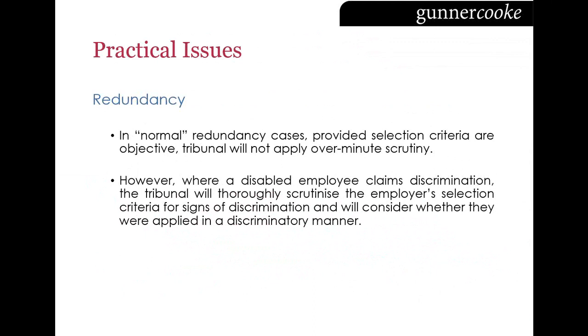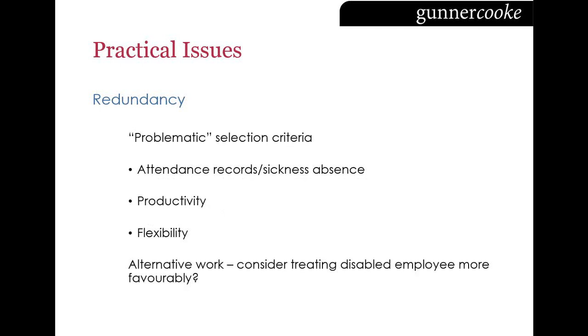Generally, in normal redundancy cases, where you don't have claims for discrimination, provided the selection criteria are objective, the tribunal will not apply over-minute scrutiny of those criteria or how they're applied. However, if you have a disabled employee who claims discrimination, the tribunal will thoroughly scrutinise the employer's selection criteria for signs of discrimination and will consider whether they have been applied in a discriminatory manner.